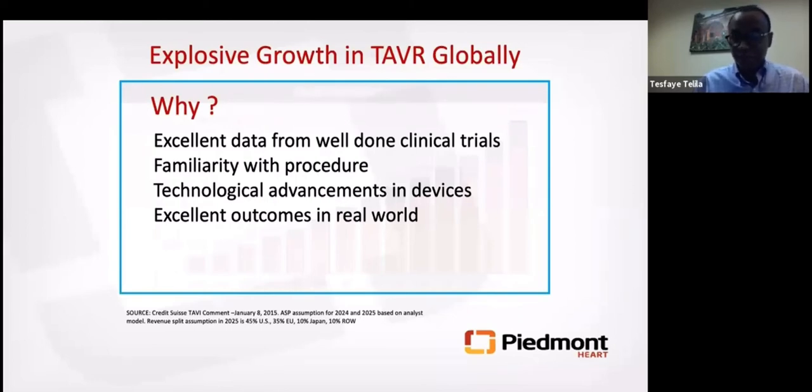Familiarity with the procedure is expanding really fast. The technology is improving really by the day. As you can see, the first generation valves were already replaced by the second or third generation valves. And then outcomes, our real world outcomes, are very, very good.